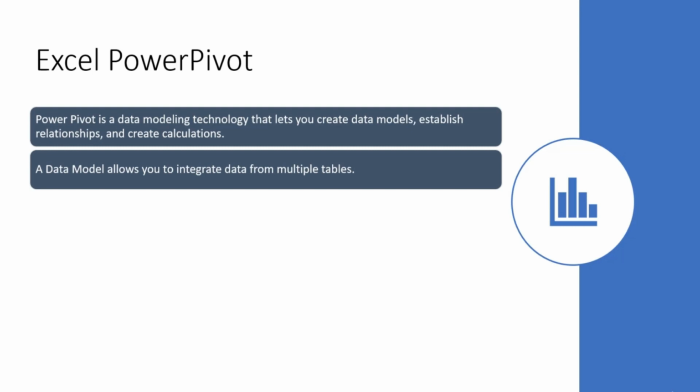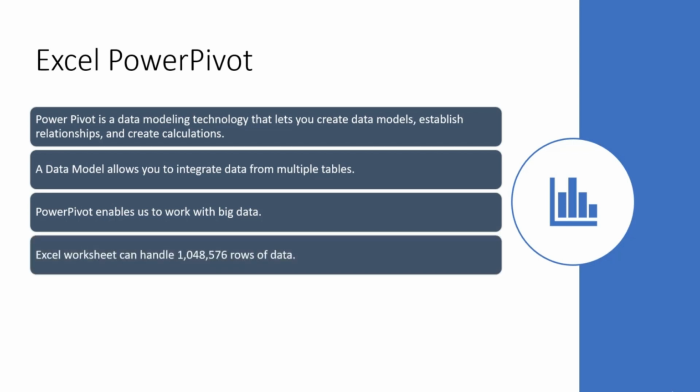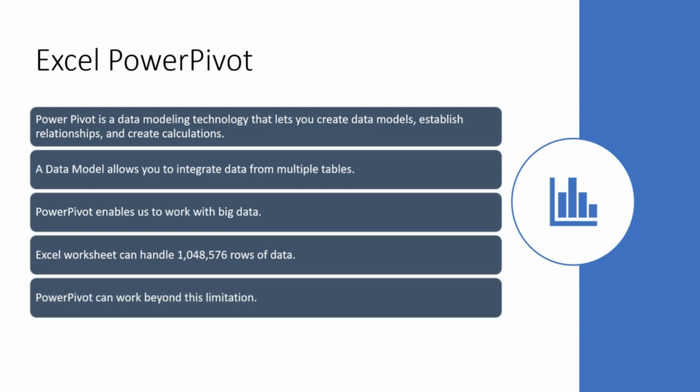And using data models within PowerPivot enables us to work with larger sets of data. For example, in an Excel spreadsheet, we are limited to just a little bit over 1 million rows of data. And depending on the size of our data, Excel can really struggle and slow down once it gets over a certain amount of rows. But with PowerPivot, we can work beyond this limitation. So we can have even more than 1 million rows of data.